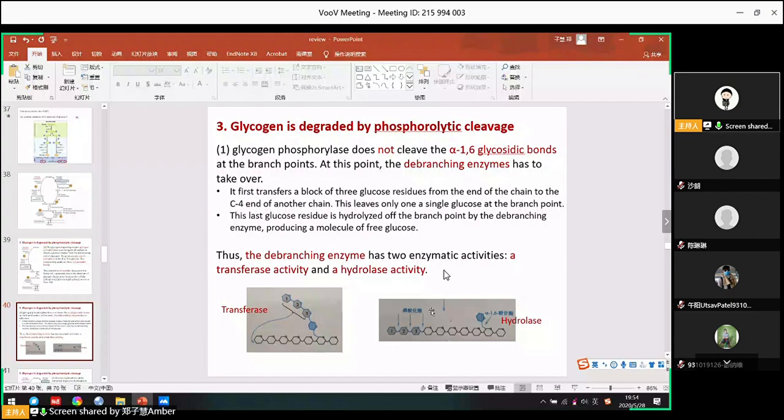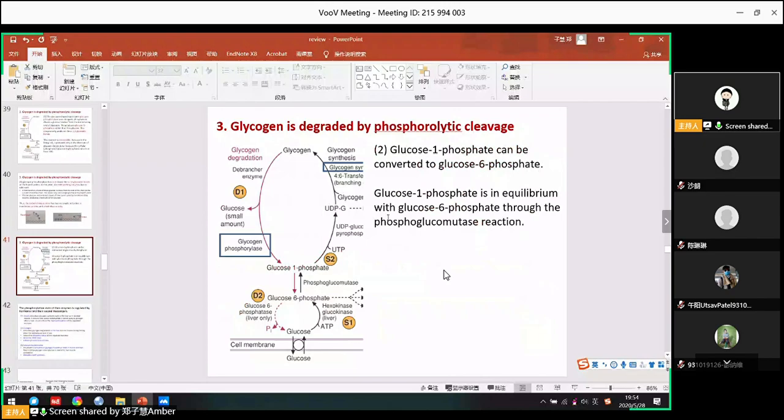Hydrolase can cut the alpha-1,4 glycosidic bonds, so its last glucose residues will be cut off by this hydrolase. So the debranching enzyme has two enzymatic activities. This just means enzymatic activities, not two enzymes. One is a transferase activity, one is a hydrolase activity. Okay, so next, glucose 1-phosphate is converted to glucose 6-phosphate.